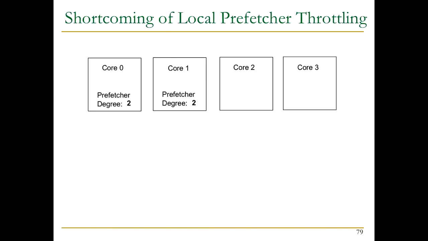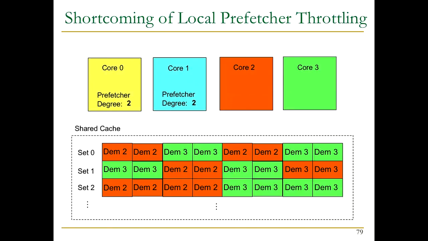Okay. So if you do local prefetch throttling, that may not be good. Let's take a look at this case. You have these two cores somehow occupying the cache. And you have these prefetchers from these cores.